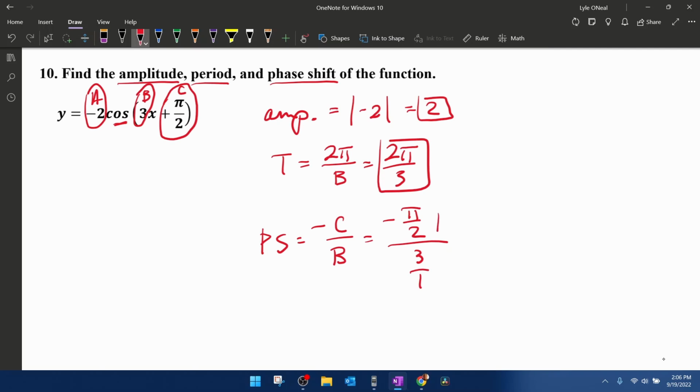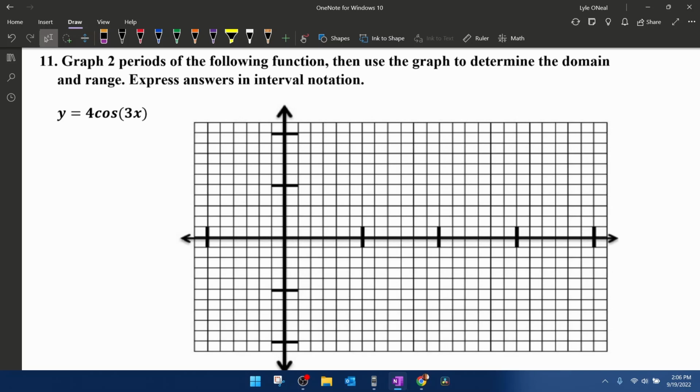3 over 1 and KCF. This is when we keep, change, flip. So that's negative pi over 2 times 1 over 3, giving us negative pi over 6 for our phase shift, and that is done. Next, number 11, we want to graph two periods of the following function, then use the graph to determine the domain and range.